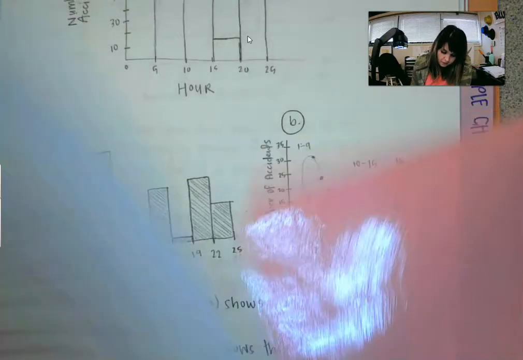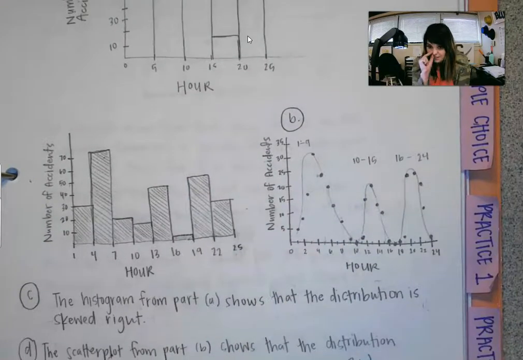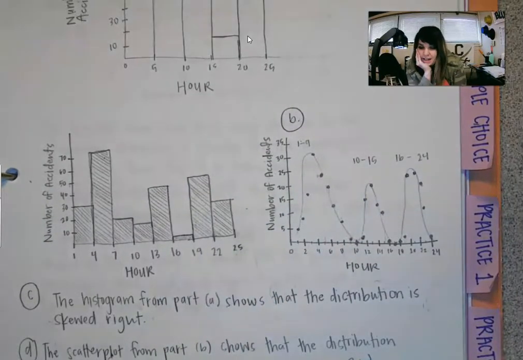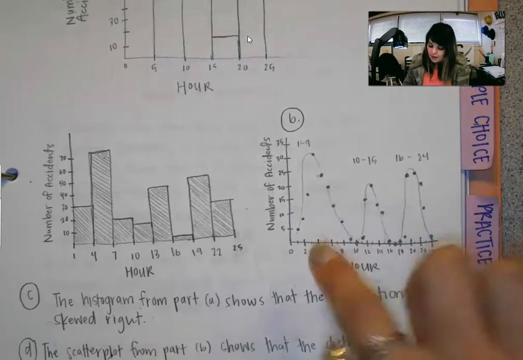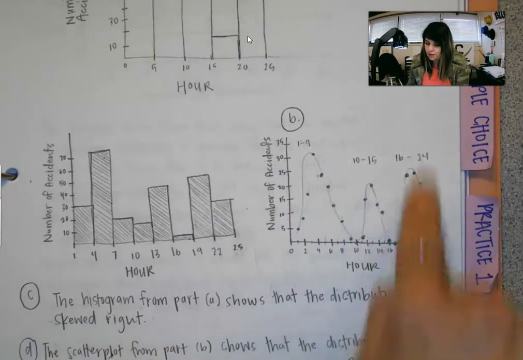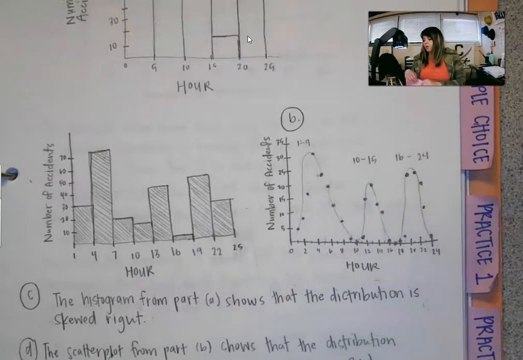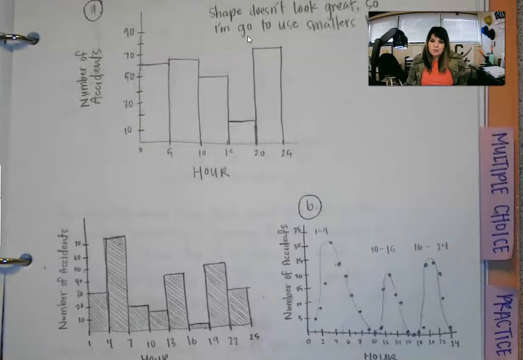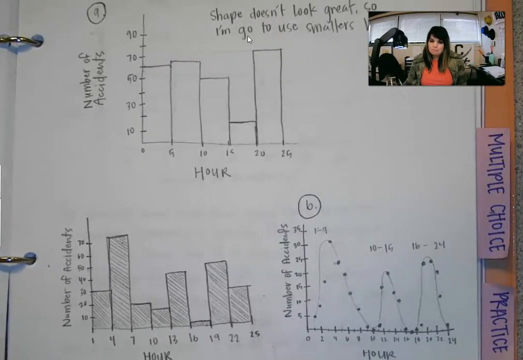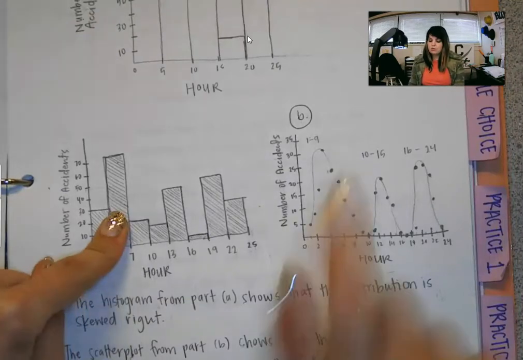So it says make an appropriate plot, so there's my histogram. This is my scatter plot. And as I was graphing the scatter plot, I could see that this was going up, then down, up, then down, up, then down, like a roller coaster. Notice that in all of the plots that I graphed, I scaled and labeled my axes. That's super important.